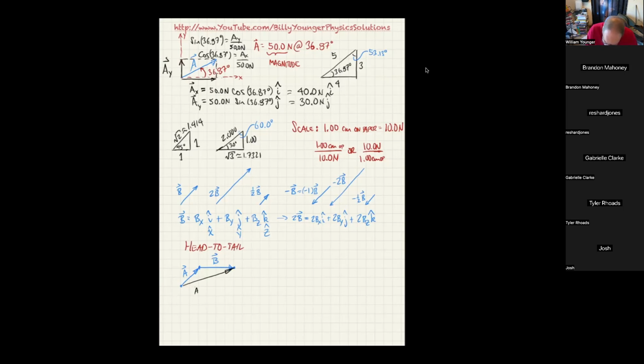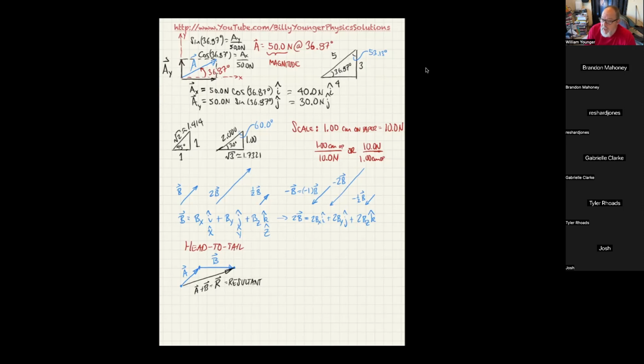So A plus B, often called the resultant R, is graphically done like I just showed you there. There's the word I'm saying, resultant. So if you have two vectors that are head to tail, notice the head of A is at the tail of B. Then you draw a vector from the tail of the first to the head of the last.